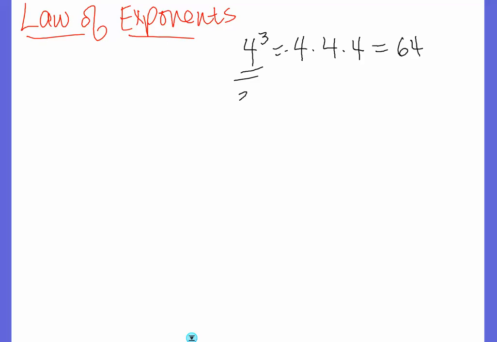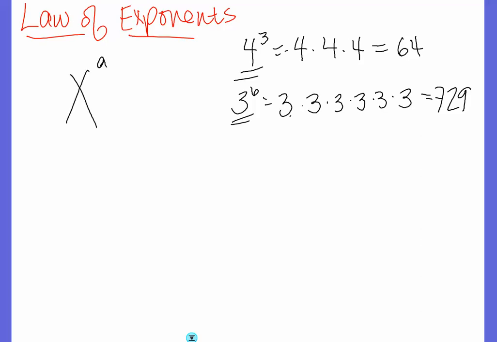So if I just review again, if I have 3 to the 6th power, that's equivalent to saying 3 times 3 times 3 times 3 times 3 times 3. And if I were to type that into my calculator, I would end up getting 729. Because what an exponent tells you is it takes the base, which is the big number, and multiplies it by itself the number of times the exponent tells me. So my big number is called the base, my little number is called the exponent. So we might actually want to write that down. I'm just going to use letters, x to the a. This is called my base, and this is called my exponent.